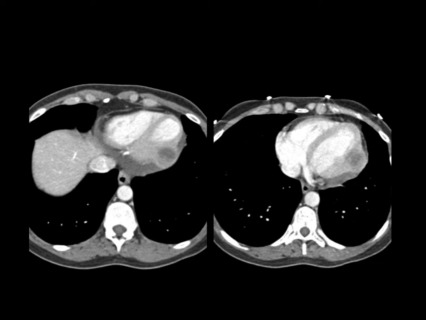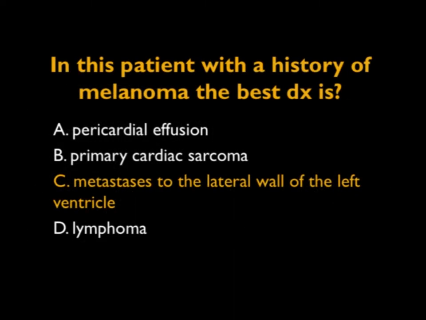This patient does have a pericardial effusion, but that's not the key finding. And again, I mentioned primary cardiac sarcomas, and most commonly you think about angiosarcomas. But if a patient has a history of melanoma, metastases are again 40 to 50 times more likely. And so this is metastatic melanoma to the left ventricle. Melanoma goes anywhere, and it's aggressive, and heart involvement from the pericardium to chamber involvement is not uncommon.